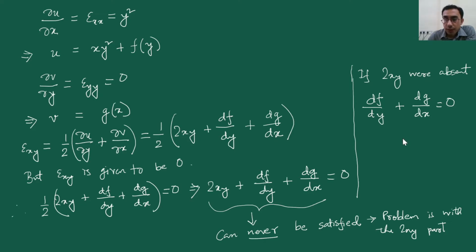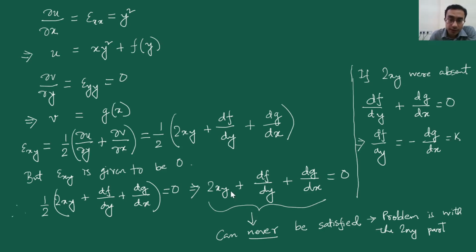You proceeded with the argument that since one of them is a pure function of y and the other is a pure function of x, and the right hand side is equal to 0, the only way this can be possible is if, similarly here, df dy is equal to minus dg dx is equal to some constant k. The only way this is possible is like this. But you see, this is true only if the 2xy were not there.